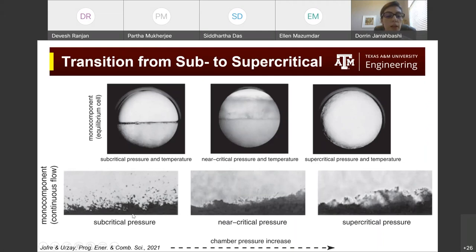Now, let's consider a more complex case of injecting cold nitrogen, which is this dark stream at 100 Kelvin, into a hot nitrogen environment. So again, nitrogen into a nitrogen monocomponent system at 300 Kelvin. This is at 10 bar, this is at 30 bar close to the critical point, and this is at supercritical pressure at 40 bar.